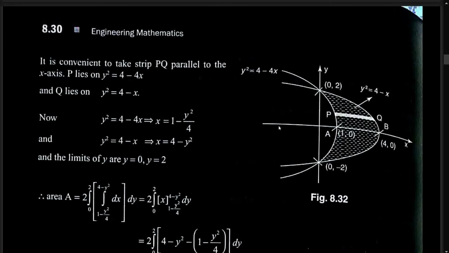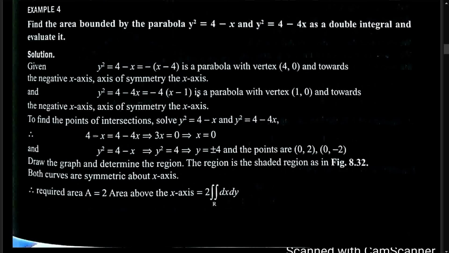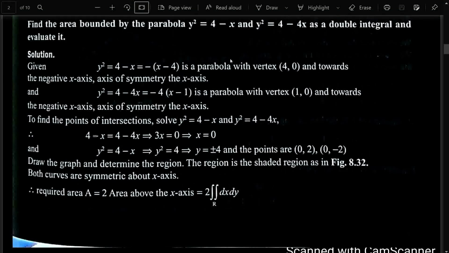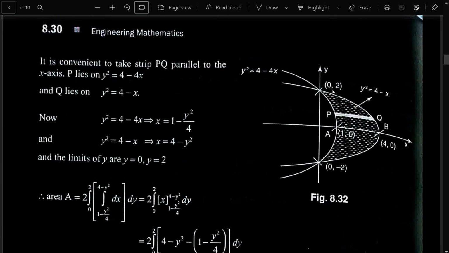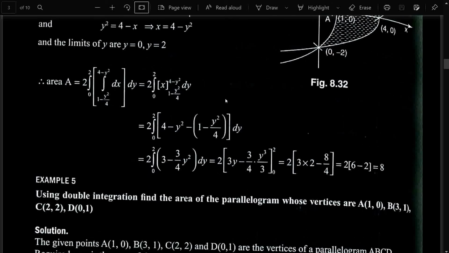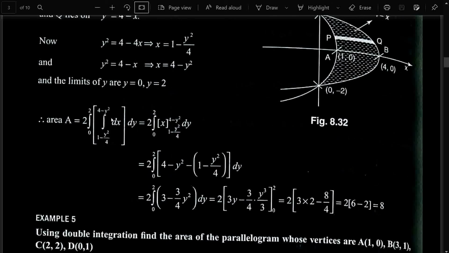crosses each other. For that, as I said before, you just equate both by putting y square is equal to 4 minus x in this equation. You can find the x coordinate, and after finding x, substitute it in any of the equations so that you can find the y coordinate. So you get the point where it crosses. After that, the area is found using a double integral.